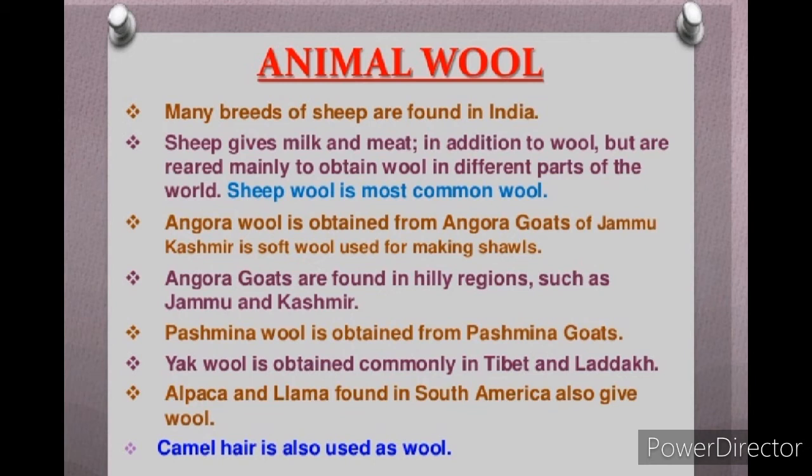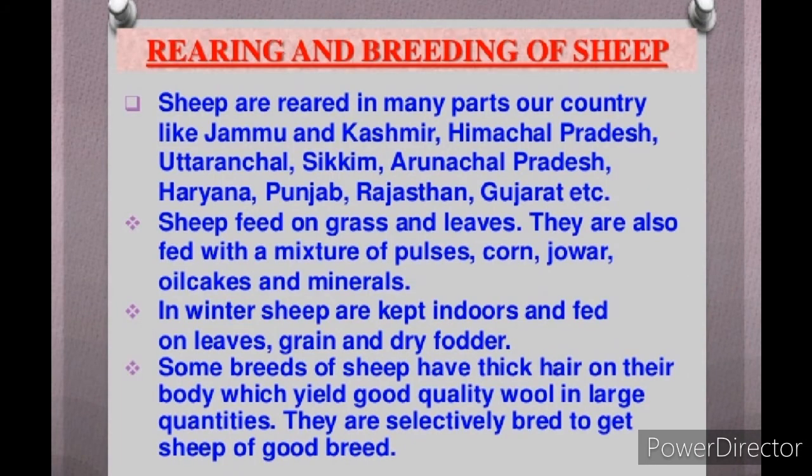So it is not only the cool places that have these wool bearing animals, but yes, deserts do have. And the perfect example of it is camel hair, that is also used as wool. Now we'll study how they are extracted. This means yes, we came to know about the wool bearing animals, but how is the wool obtained or extracted from them. So, rearing and breeding of sheep.